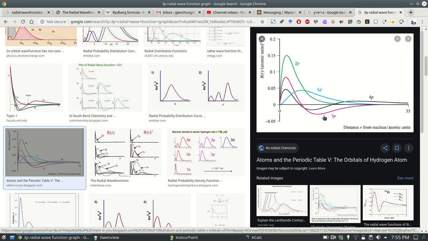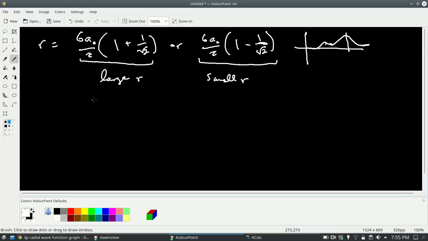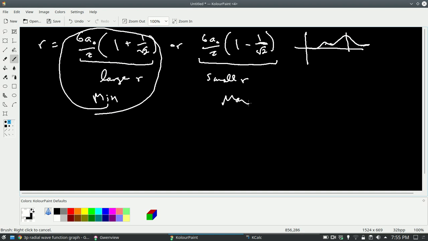This one is the larger one. Therefore, that one's the minimum, looking at 3p. And the smaller one is the maximum. Right? So that means the larger one, this is the minimum. And this one is the maximum. Yay! All right, so I have found for you the minimum, the maximum, and the node. And the node was on the previous page.